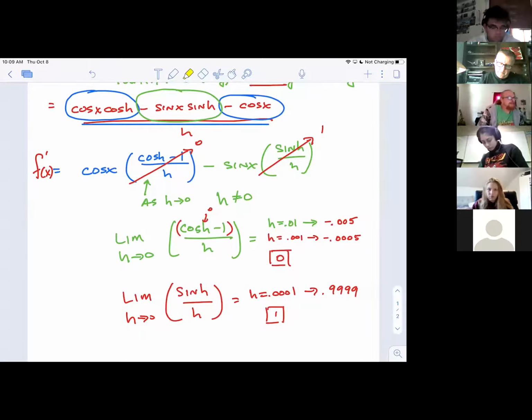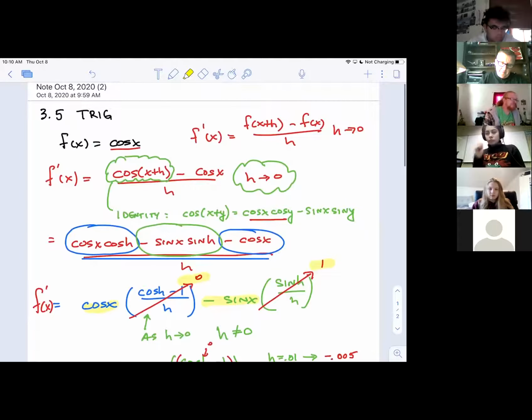Well, since cosine of x times 0 is nothing, and negative sine of x times 1 is negative sine of x, isn't that another reason why? Remember the original problem was f of x equals cosine of x, and we were asking, what's the derivative of that? Well, the derivative is negative sine. Isn't that what we found yesterday? We found the derivative of cosine was negative sine.